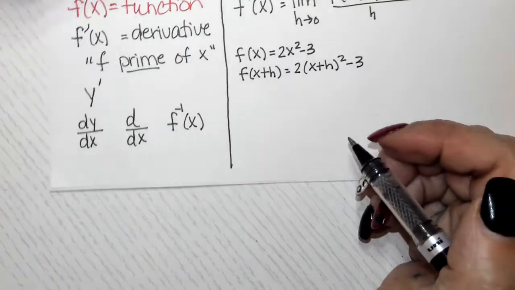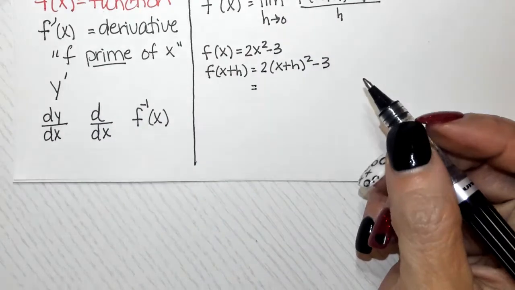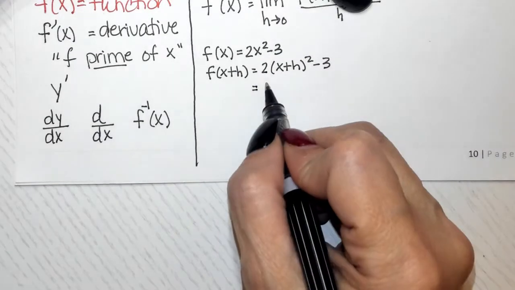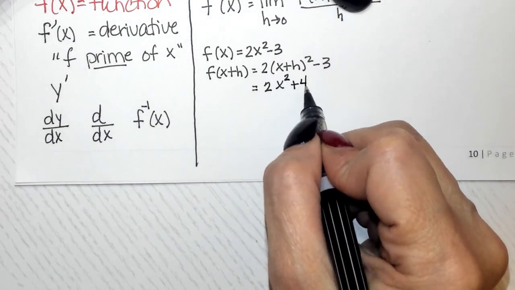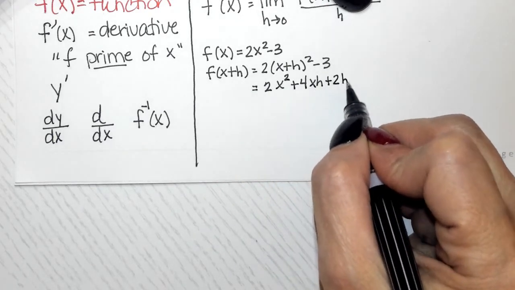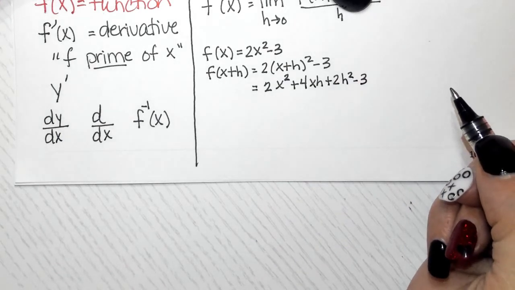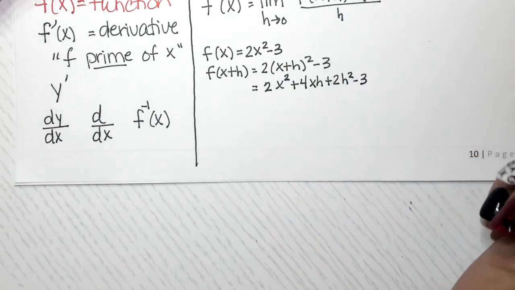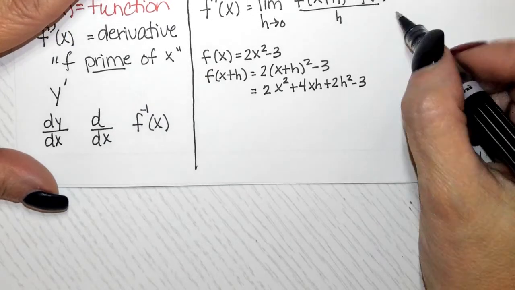And I'd go ahead and I would simplify this. And I'm going to go ahead and save you some time here because I've already done it. And this is what I got. I got 2x squared plus 4xh plus 2h squared minus 3. All right, so here we go.